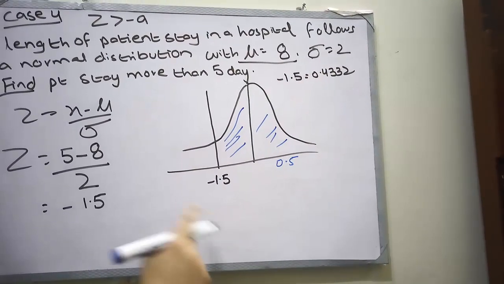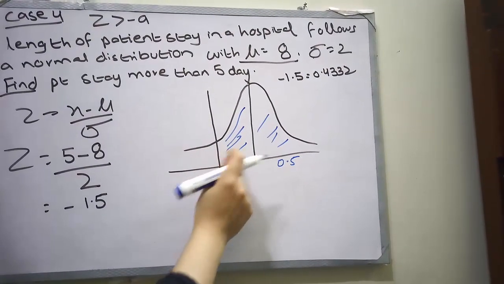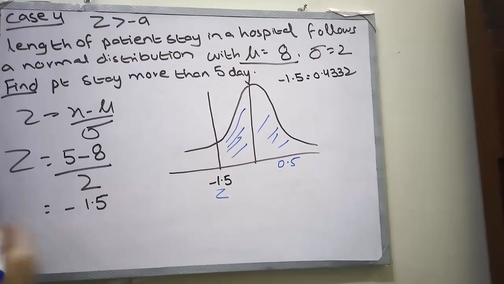0.4332. So to find the value of z greater than 1.5, what we will do?